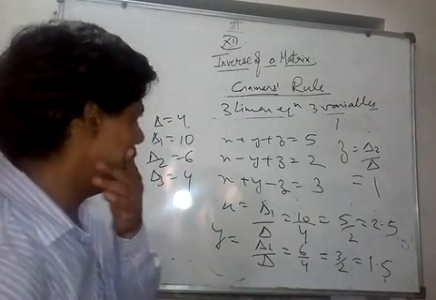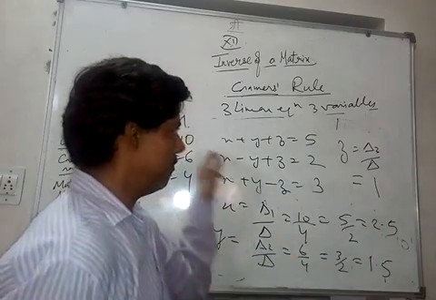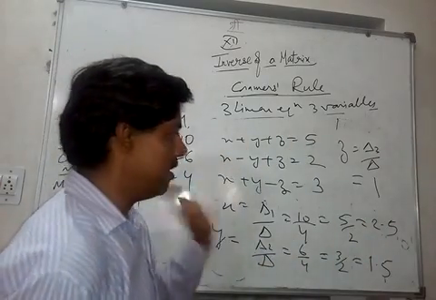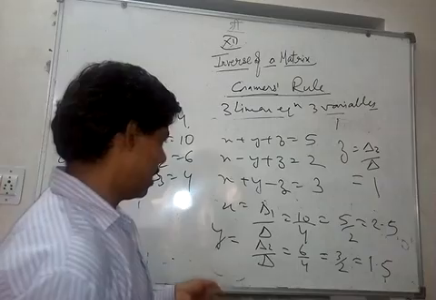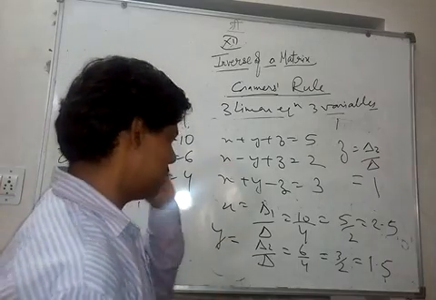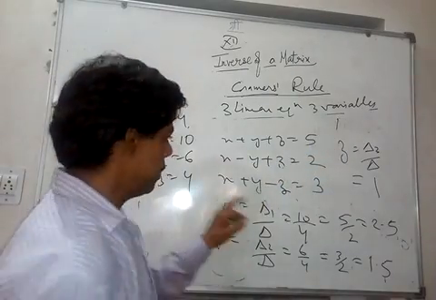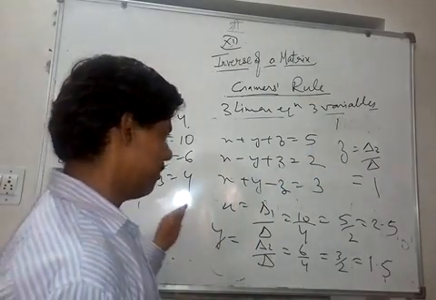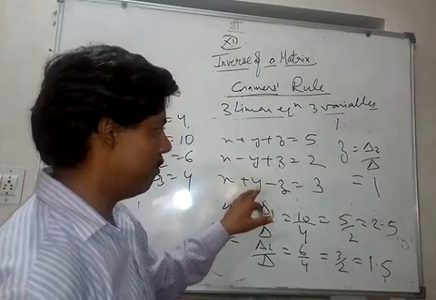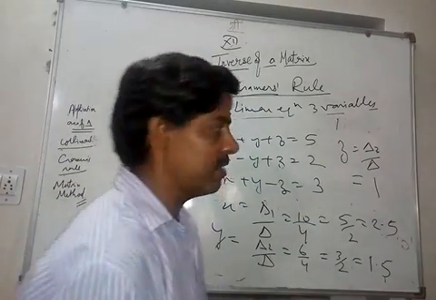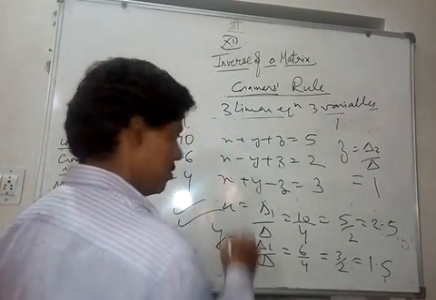So let's see, 2.5 plus 1.5, 4 plus 1, 5. First one is satisfied. Second one is 2.5 minus 1.5 is 1, 1 plus 1 is 2, satisfied. Third one, 2.5 plus 1.5, 4, 4 minus 1 is 3. So all are satisfied. So these are the correct answers, and this was the good method.